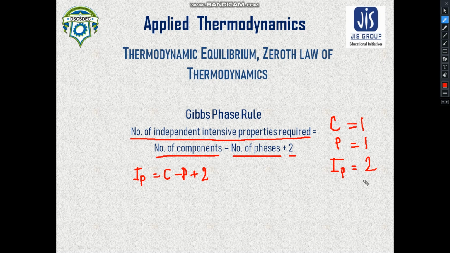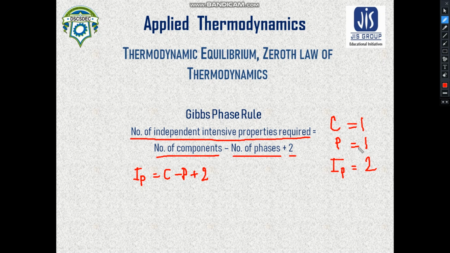Now my information can be seen as a concrete one. It is complete now. For a single component, single phase system, the number of independent intensive properties required to specify the state is 2.